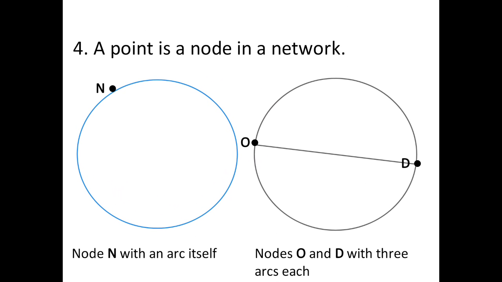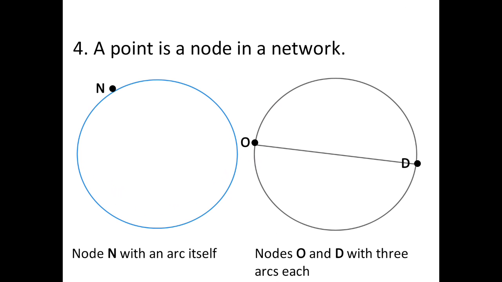Fourth, a point is a node in a network. In a network, the only points are the endpoints of arcs. These endpoints have no size and are called nodes or vertices. The singular of vertices is vertex.